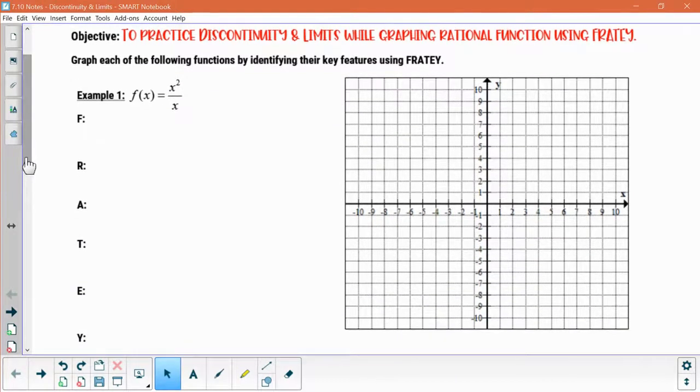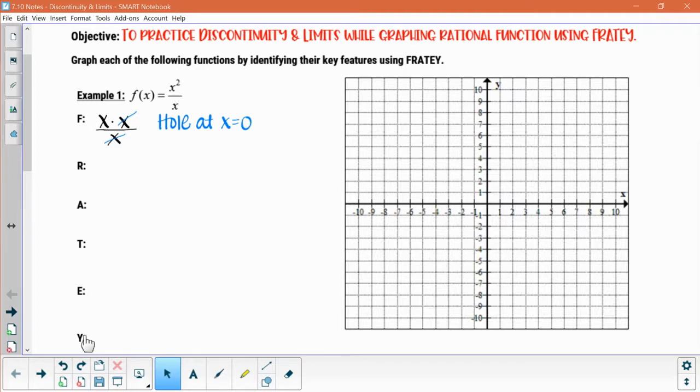Our first step is always to factor. So I'm going to go ahead and factor x squared, because x squared is multiplication. I'm going to factor it to be x times x over x. Now, something we haven't dealt with before is what happens when I have the same factor in the numerator and the denominator. Well, normally when I approach a problem like this, they cancel out. Same thing occurs. So I'm going to cancel out one of the x's in the numerator with the x in the denominator. And what that's going to do is create a hole at that value.